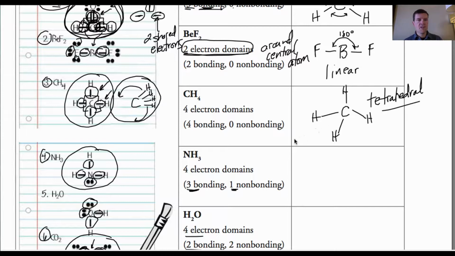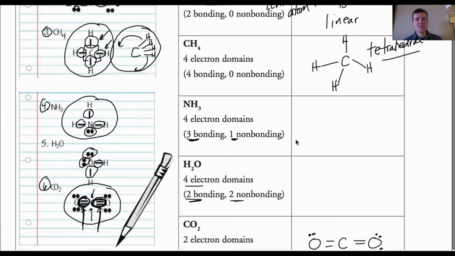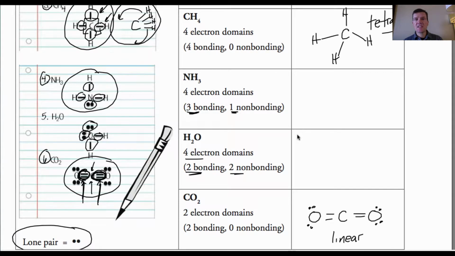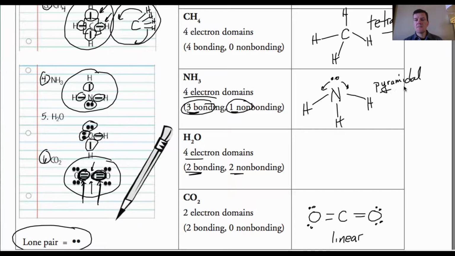Okay? Let's find the other one that has 4 regions, but it's going to have a single lone pair. 4 electron regions, 3 bonds, 1 non-bonding. So this NH3 here, and you've got a pair of electrons up here that are going to push those bonded regions down, and you're going to have kind of 3 legs, almost like a stool, and you're going to have your hydrogens like this. This is your pyramidal. Okay? Looks like a pyramid.